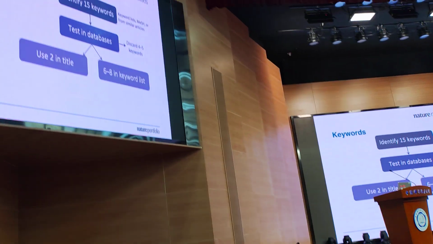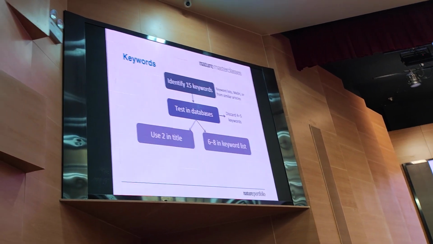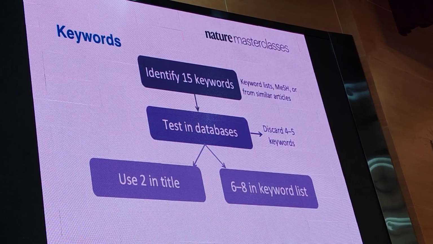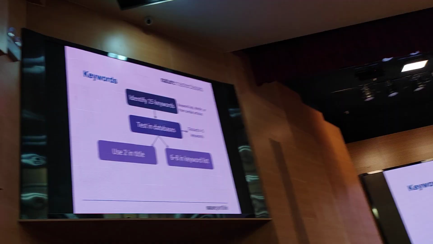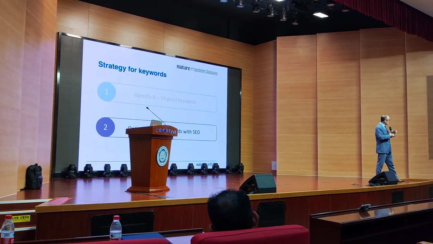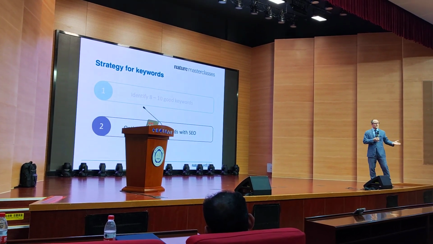So in this case, first step is done. We have identified the good keywords and we have used them across our title and keyword list. Next step is to optimize them. How do you optimize these keywords?